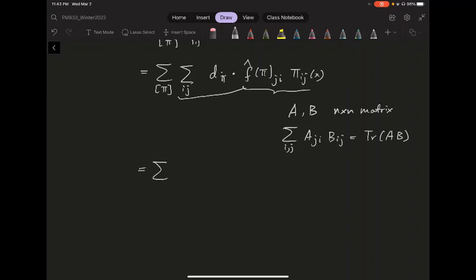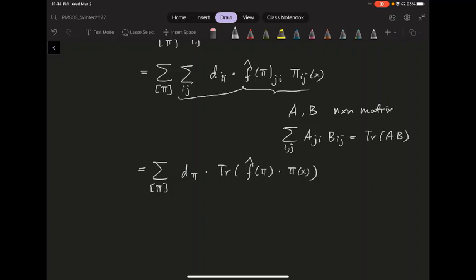Each of these double summations now becomes a trace. So now I have the summation over all the pi, and I just rewrite it as d pi times the trace of this matrix, the Fourier transform f hat of pi, multiplied by pi x, another d pi by d pi matrix, and you take the trace.